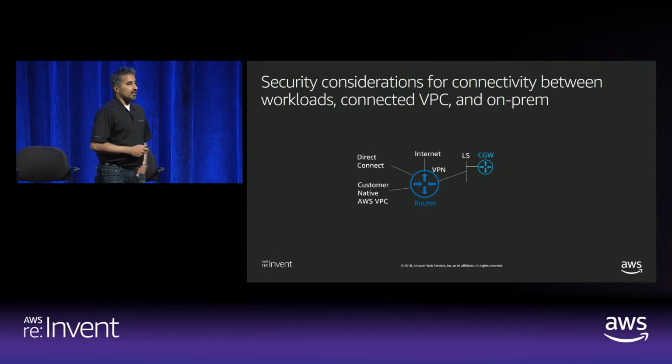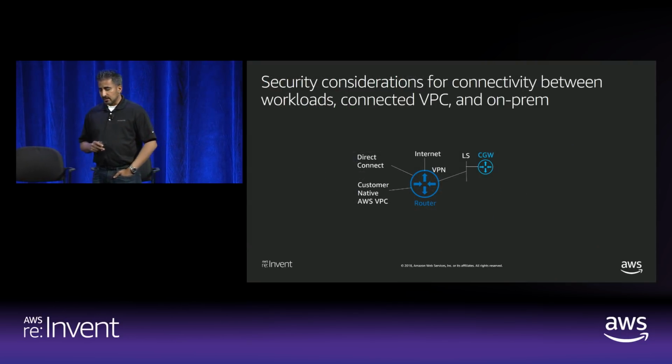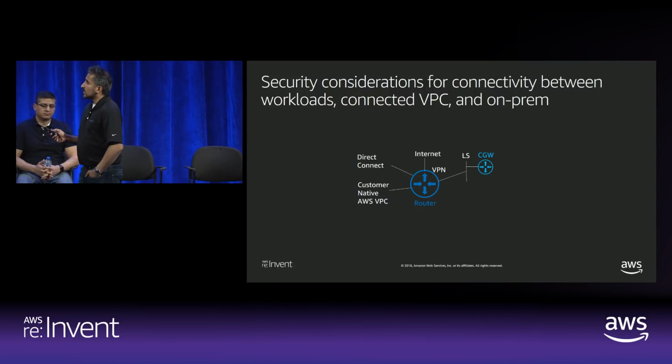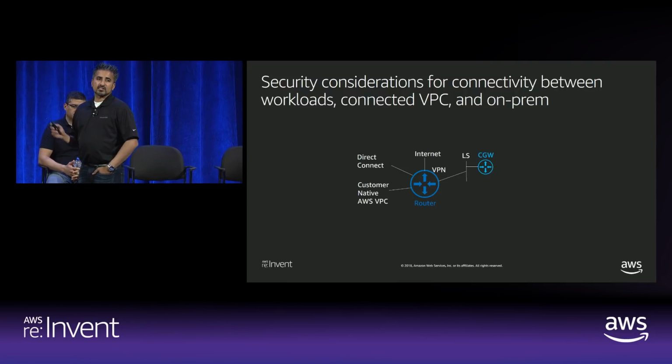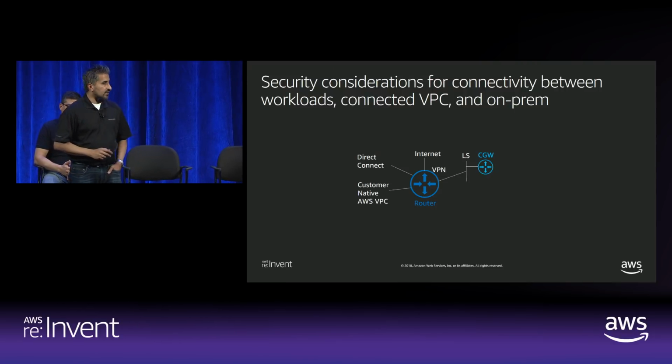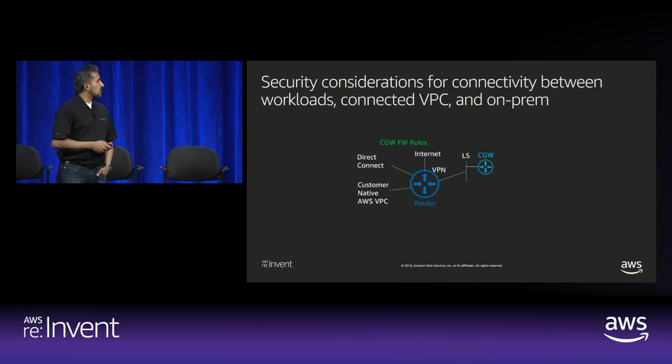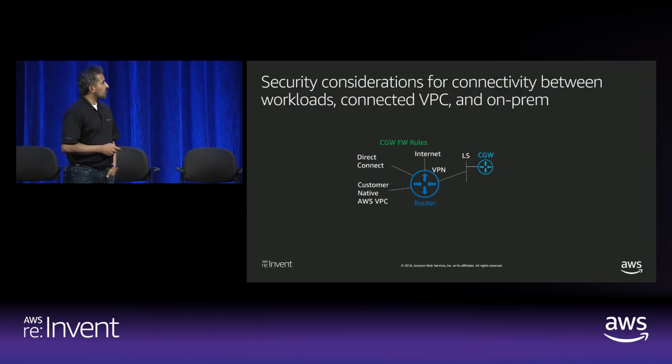So a lot of stuff there, and I really focused on connectivity and security, and then talked a little about operations. So what I want to do here is talk about some of the security considerations when you're talking about connectivity. Okay? So first I want to focus on edge firewall. And let's talk about CGW firewall first.